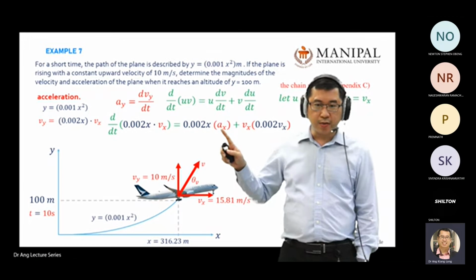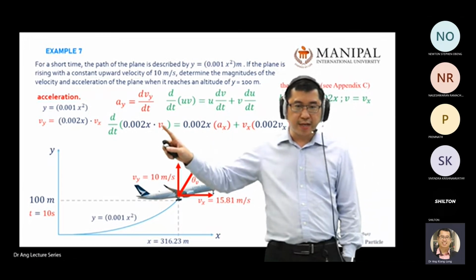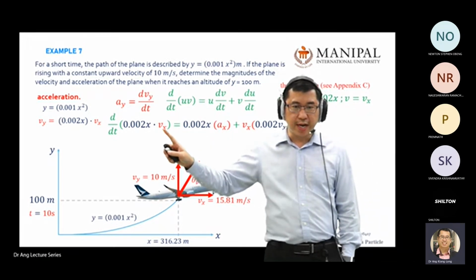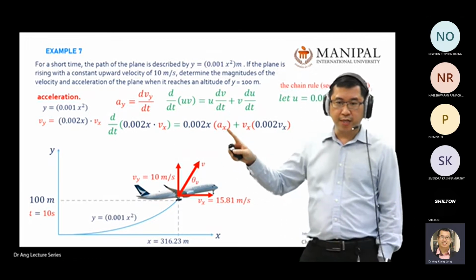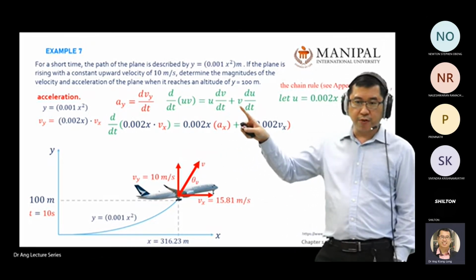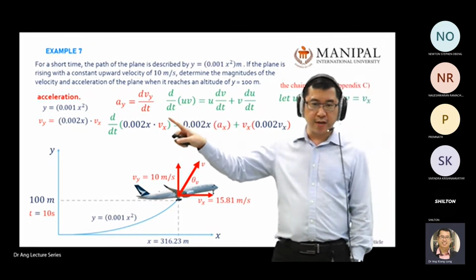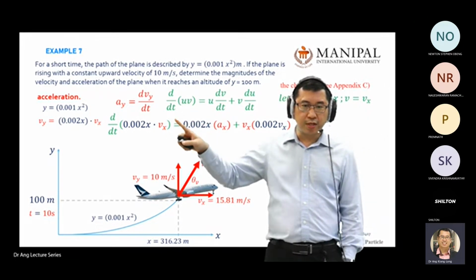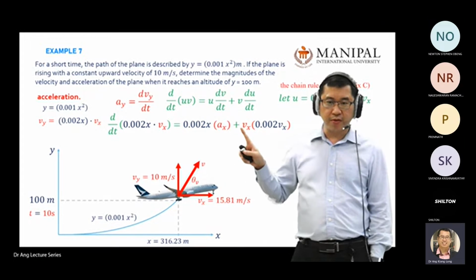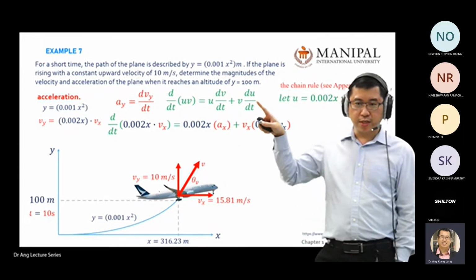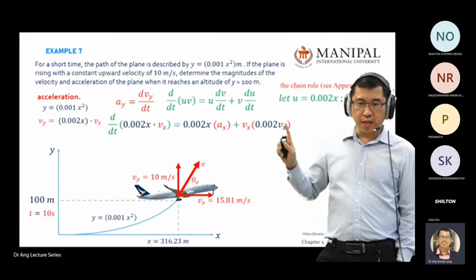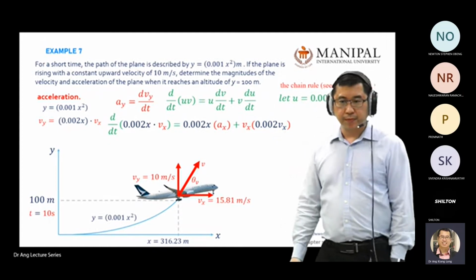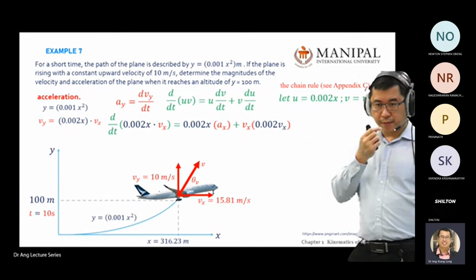Okay, why do we know this one is x direction? You refer back to the front one, you are looking at x. So this one is ax. This one is v. What is v? Again, refer back to the front, u and v. v is vx, so continue to copy vx. How to do differentiation? du/dt. du/dt actually is this one. Okay.